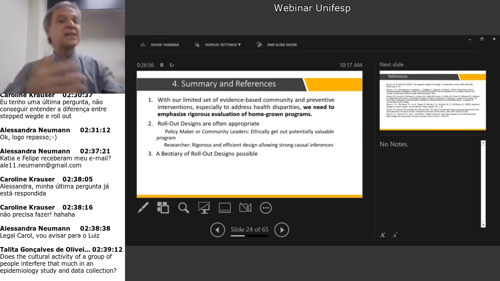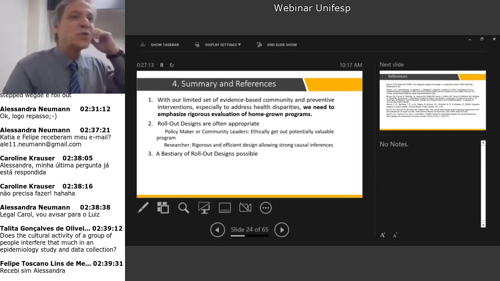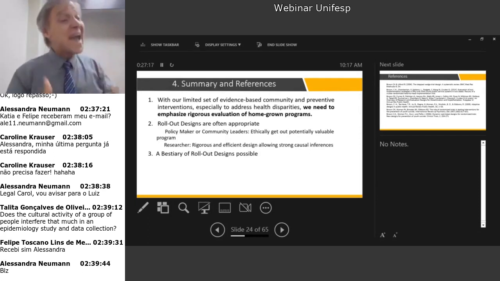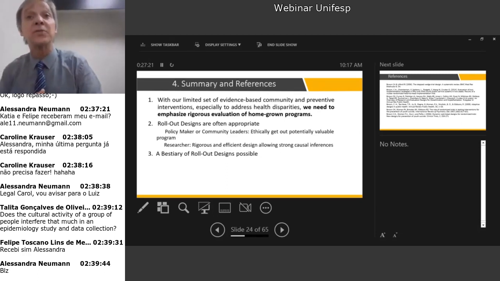defined by race, ethnicity, poverty, location, whatever. We need to emphasize rigorous evaluation of homegrown programs. Because at the level of government, big organizations, they tend to do too many non-randomized trials because they think it's the only way. No, a rollout is randomized. I can apply all the rules of randomization. So if I can do a rollout, I better do that. If I can't, then I can do a natural experiment that tries to mimic a rollout.